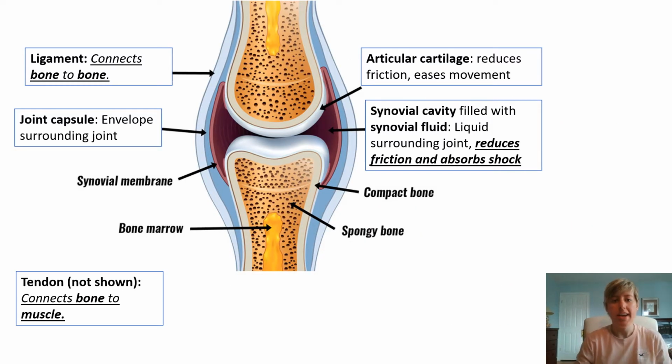So what we actually have right here is an example of a synovial joint, and we can see that we have two bones that are put together. We have our ligament, which connects our bones to the other bones. We have our bone marrow, which is actually found inside of our long bones. And again, our bone marrow is important for the production of blood cells.